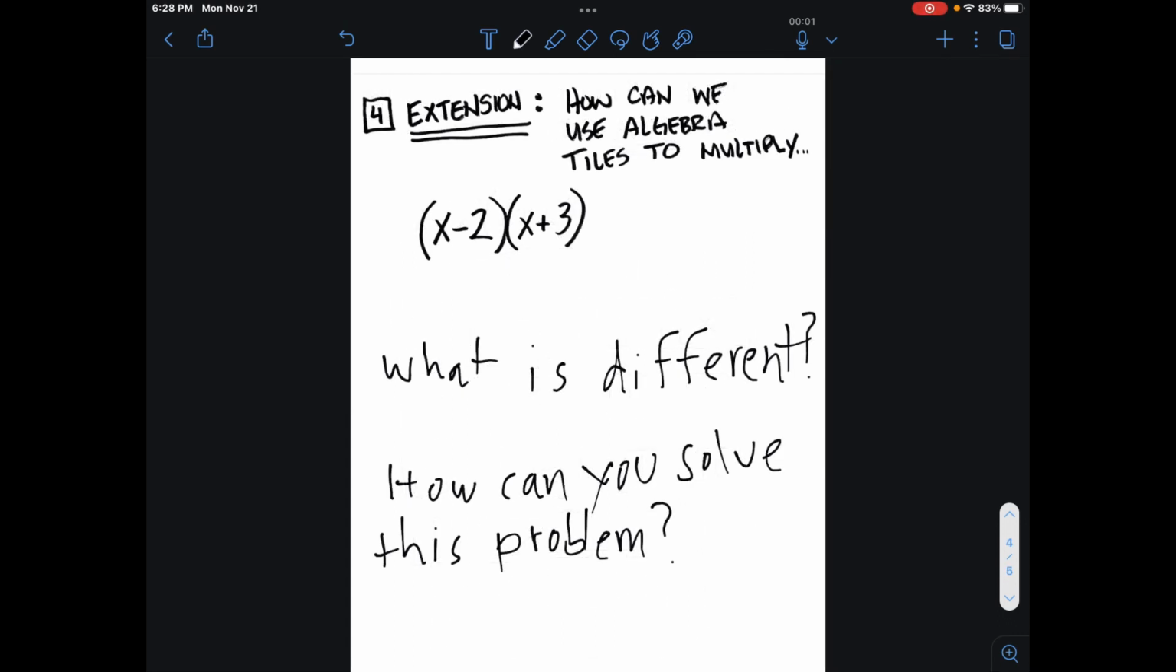So here we have the final boss, aka the extension. How can we use the algebra tiles to multiply these binomials? So here we have minus 2, which is new because we've only been dealing with addition. So ask yourself, what is different? Well, I just told you what is different. But how would it be different in how we approach it and using the algebra tiles? And how can you solve this problem? Best of luck. You got this.